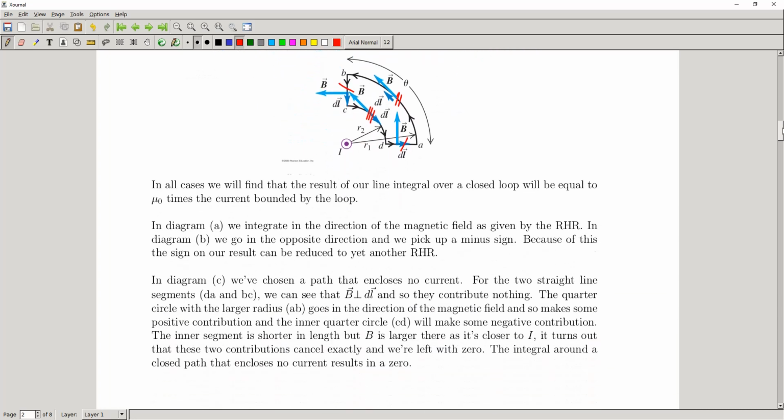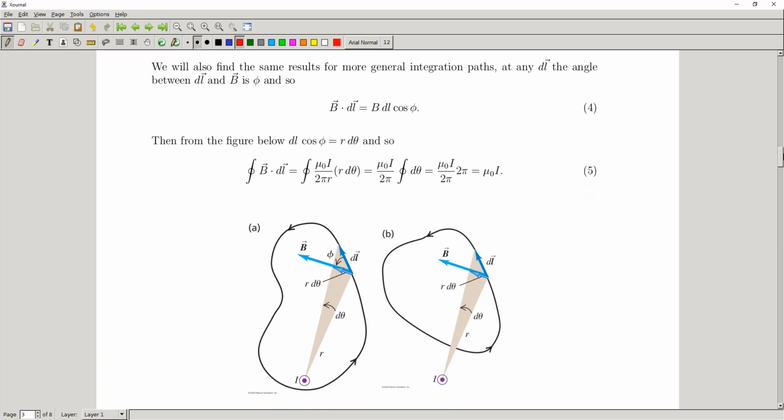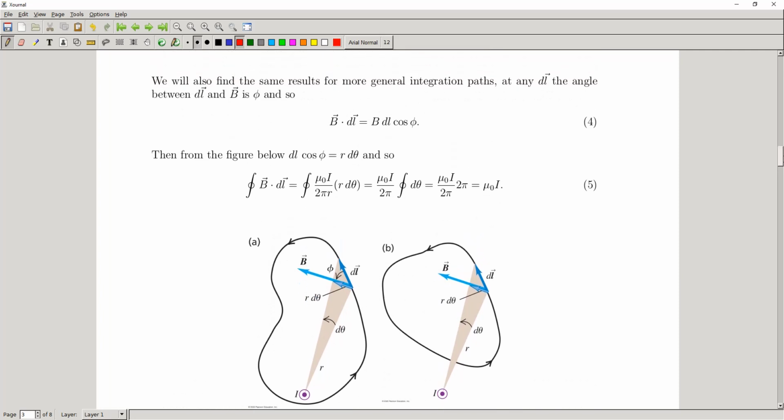But what if we wanted to do this integral around some kind of weirder shapes? Let's say we were looking at shapes like this, right? We're going to see that the same idea is going to hold in this case, okay? If we integrate along these paths, let's take a look at diagram A here. What is our B dot dl?